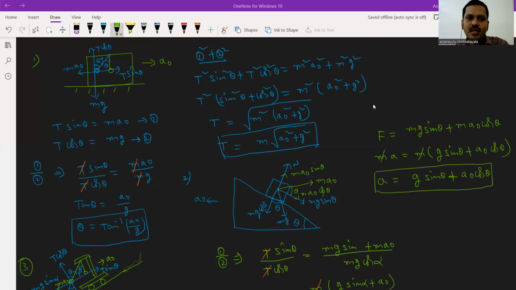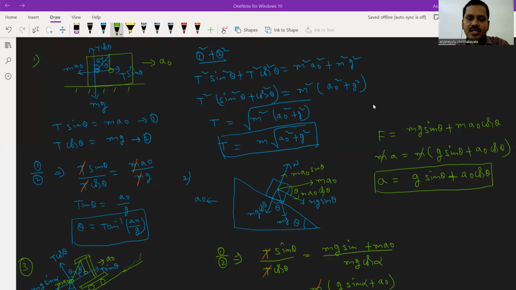From the diagram, T sin theta is equal to m a naught. This is equation 1. And T cos theta is equal to mg. This is equation 2. If you take the ratio of equations 1 and 2, T sin theta by T cos theta is equal to m a naught by mg. m cancels and T cancels. After that, tan theta is equal to a naught by g. Then theta is equal to tan inverse a naught by g.